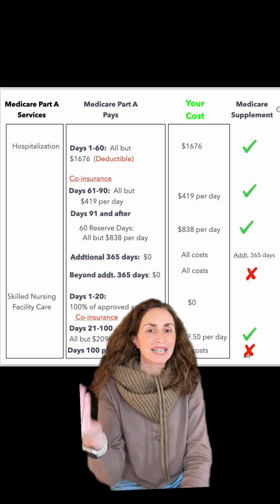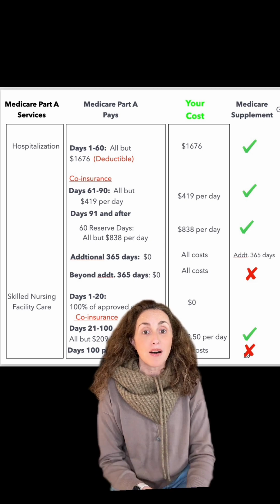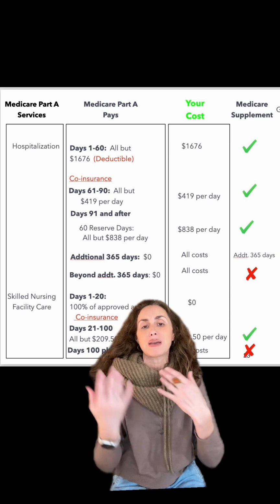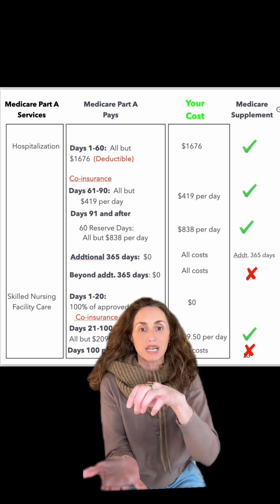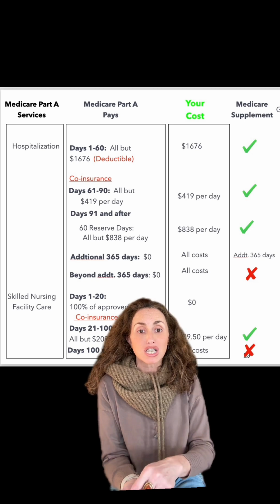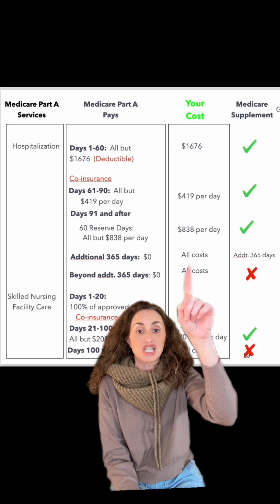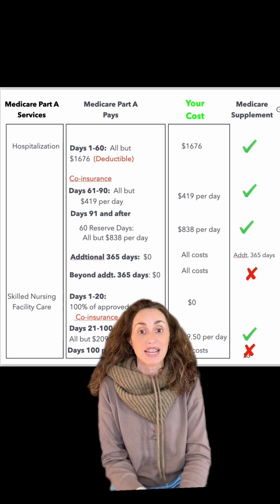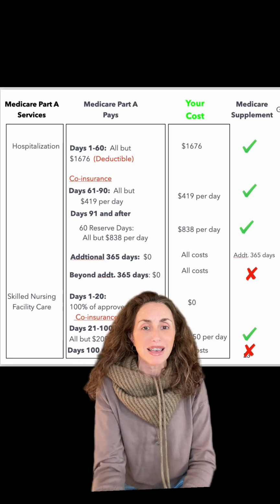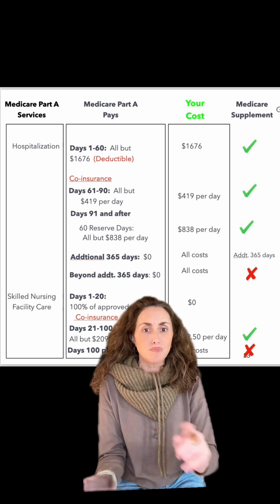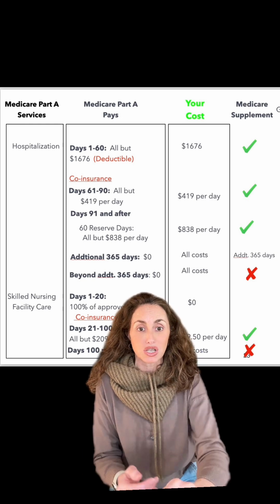And then if you get past those 60 days, Medicare's done. Medicare's not paying for more days during that benefit period in the hospital, but your supplement is going to pick up an additional 365 days. Now, if you're in the hospital beyond that, you're done. Medicare's not paying it, and neither is your supplement.